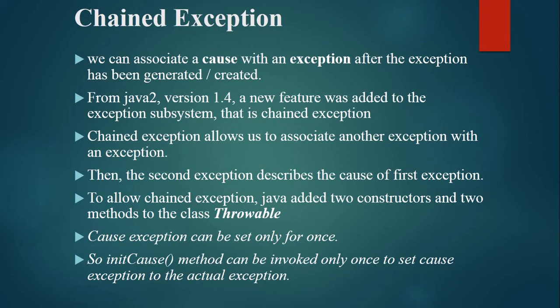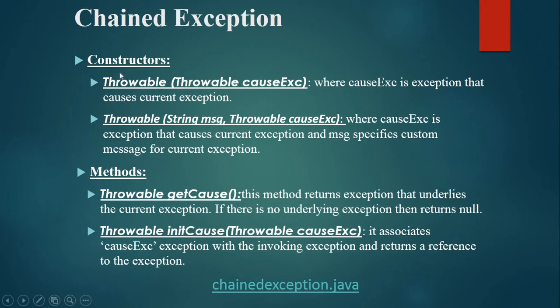learn in a program. These two constructors are added: Throwable(Throwable cause) and another constructor Throwable(String message, Throwable cause). Two parameters are there. The first one is a string message and the second one is a Throwable cause exception, meaning an object. Two methods are added. First is Throwable getCause and second is Throwable initCause.